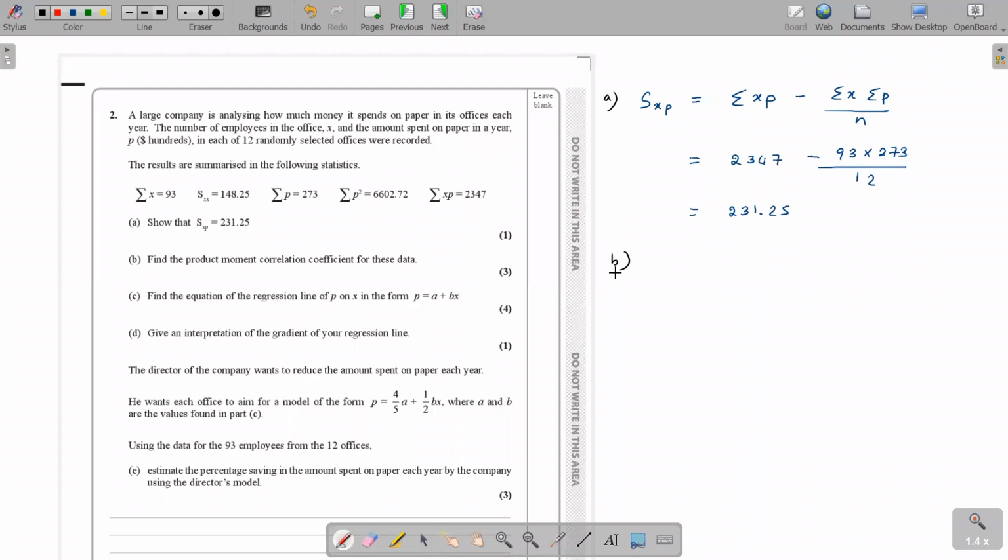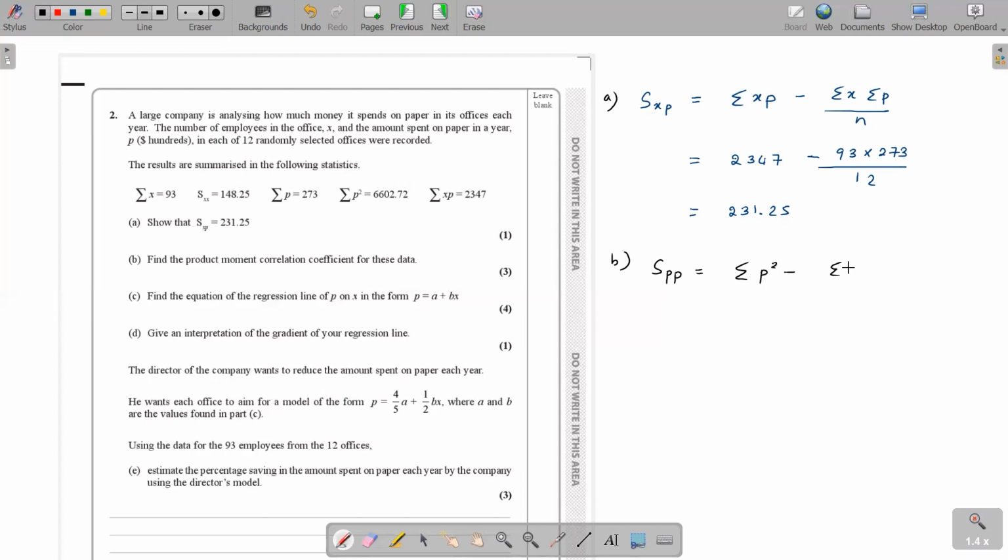Part B, find the product moment correlation coefficient for this data. So if I want to find the product moment correlation coefficient, or the R value, what do I need to find here? SXP is given, and I think SXX is given. I need to find SPP, because the R value is equal to SXY over root SXX SYY. So here instead of Y we have P. So I have SXP, I have SXX, I have to find SPP. How do I find SPP?